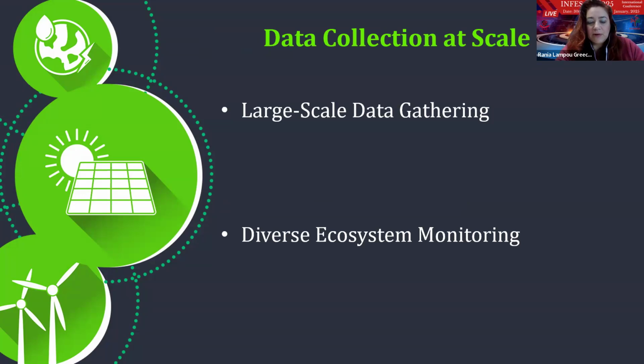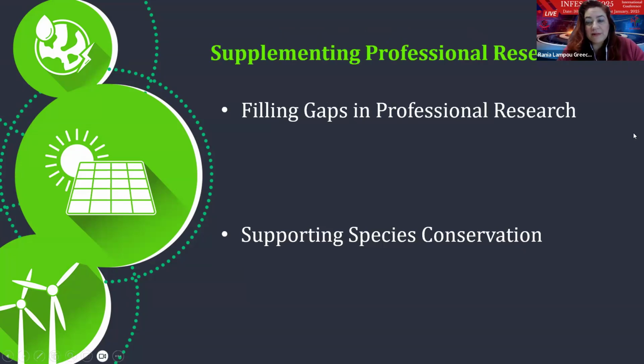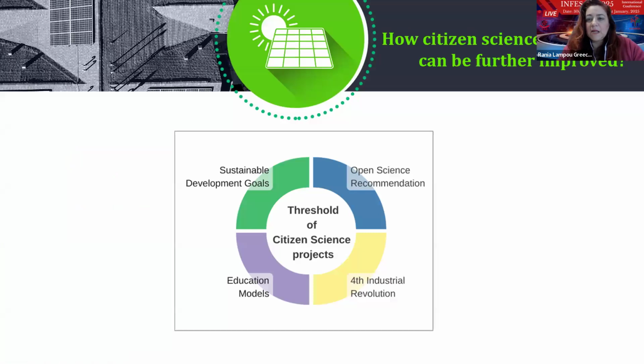projects. Data collection at scale, large-scale data gathering, citizen scientists can gather more extensive data on species distribution, behavior, and seasonal patterns, more diverse ecosystem monitoring, monitor various ecosystems from urban environments to rural, marine, forest ecosystems. They supplement professional research, they fill gaps in professional research, which is very important, and support species conservation.